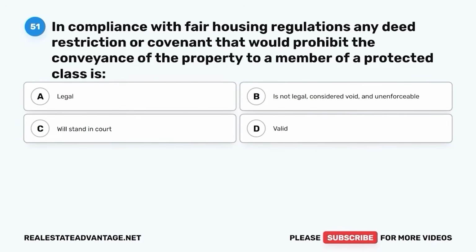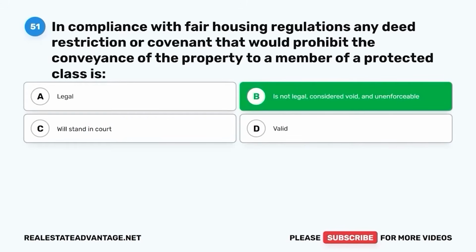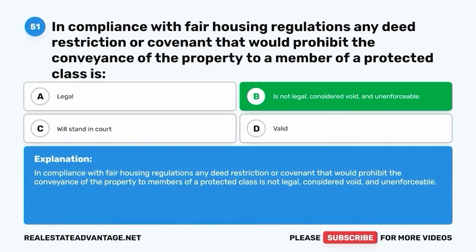Question 51. In compliance with fair housing regulations, any deed restriction or covenant that would prohibit the conveyance of the property to a member of a protected class is: A. Legal. B. Is not legal, considered void, and unenforceable. C. Will stand in court. D. Valid. The correct answer is B. Is not legal, considered void, and unenforceable. In compliance with fair housing regulations, any deed restriction or covenant that would prohibit the conveyance of the property to members of a protected class is not legal, considered void, and unenforceable.